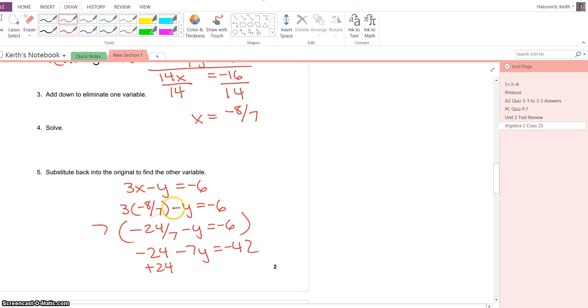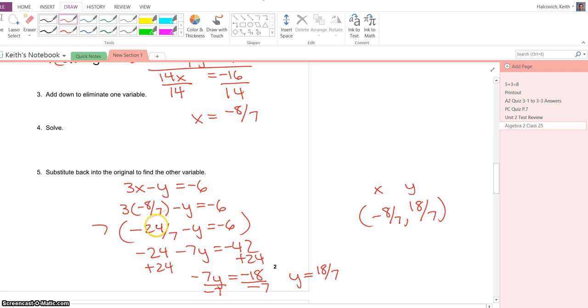Add 24 to both sides. So you get negative 7y equals negative 18. Divide by negative 7. And you get y equals 18 over 7. So the answer is x is negative 8/7, y is 18/7. There's our x and y coordinate.